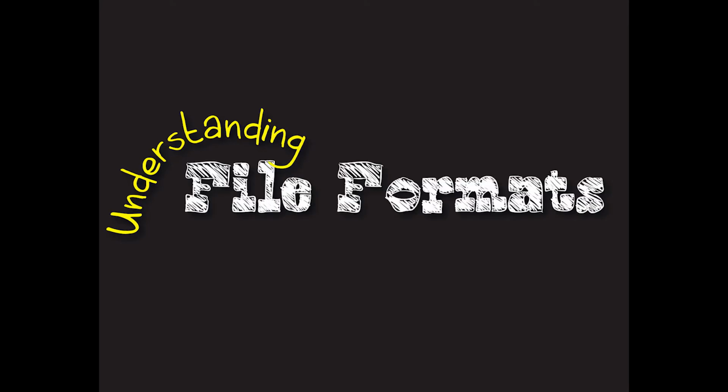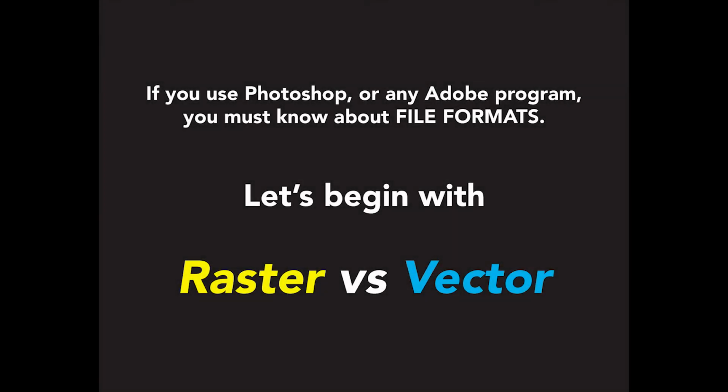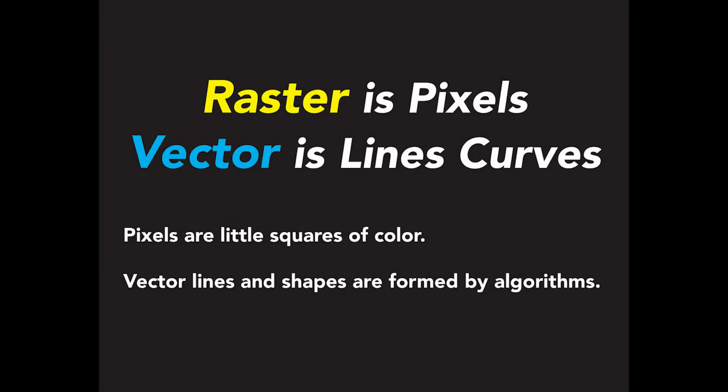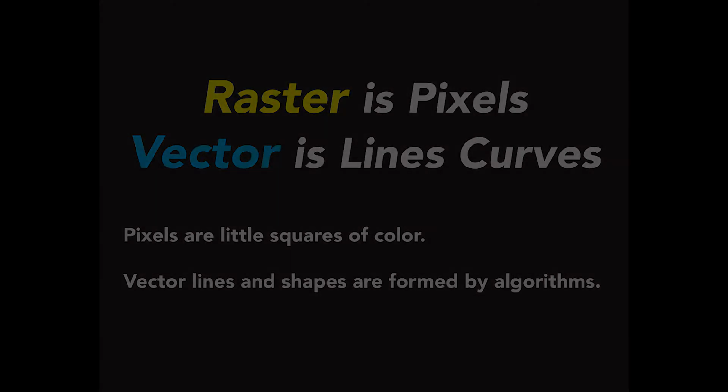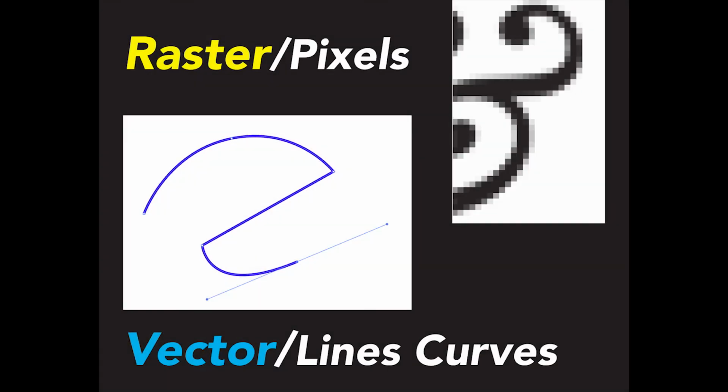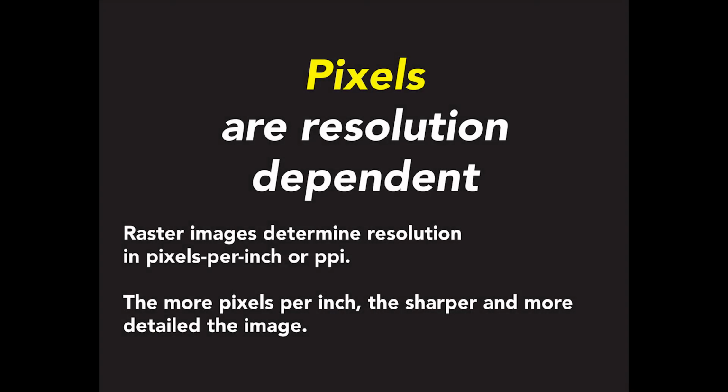Understanding file formats. If you use Photoshop or any Adobe program, you must know about file formats. So let's begin with raster versus vector. Raster is pixels. Vector is lines and curves. Pixels are little squares of color, and vectors are lines and shapes that are formed by algorithms.